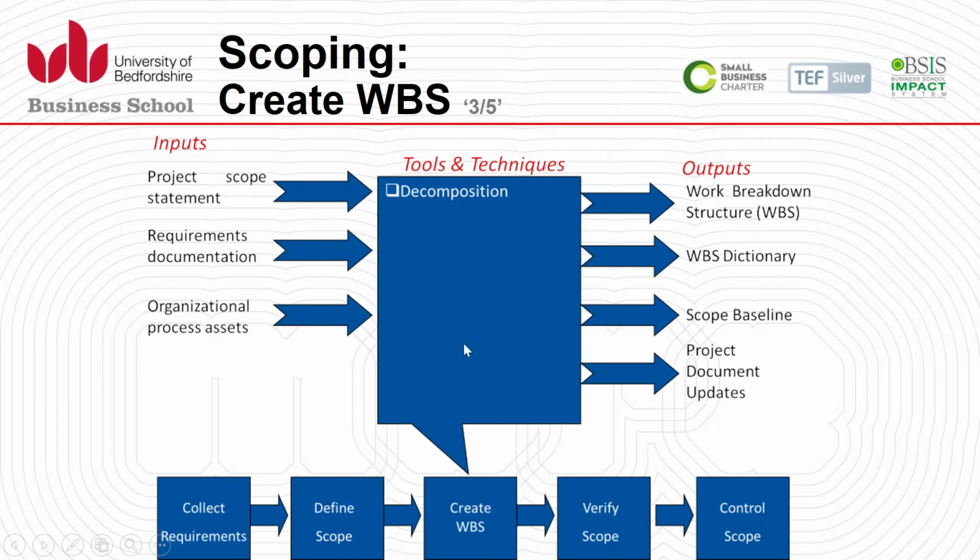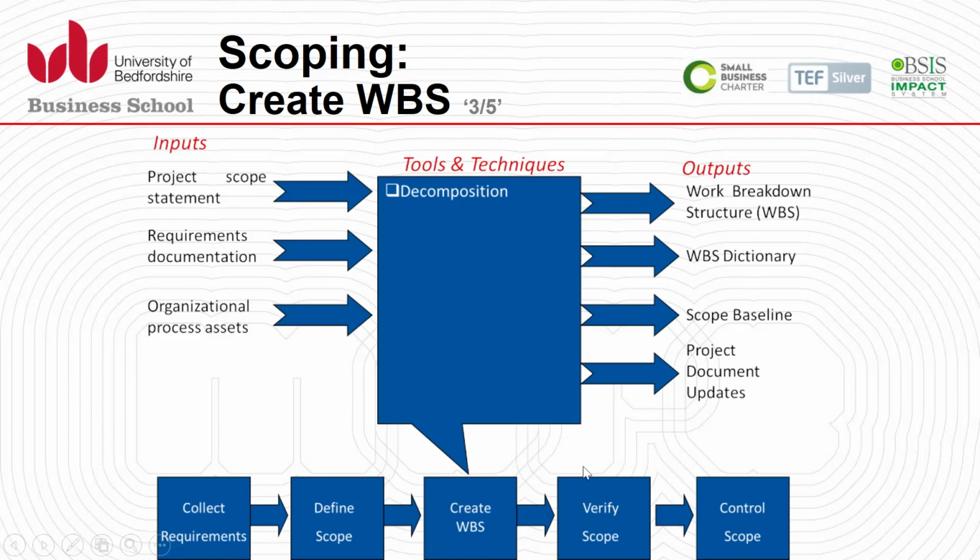We decompose the project, and what we get out of it is the WBS, the work breakdown structure, and the dictionary of the work breakdown structure. We get the baseline for the scope, the estimated time, the estimated budget, and then we get the documents updated, which is going to help us to verify scope, because this is all the planning: the baseline, how much time is required for each activity to complete, and how much budget is required to spend.